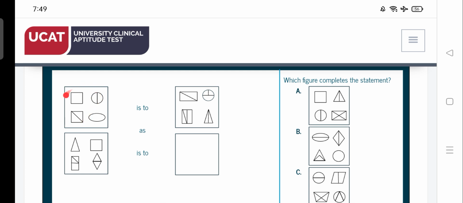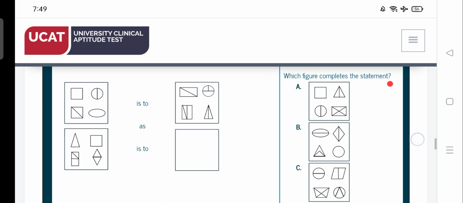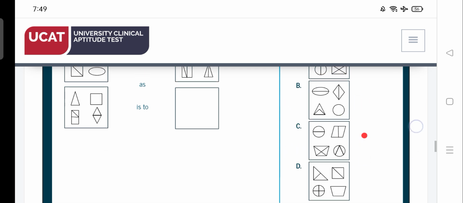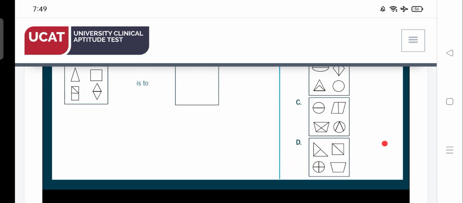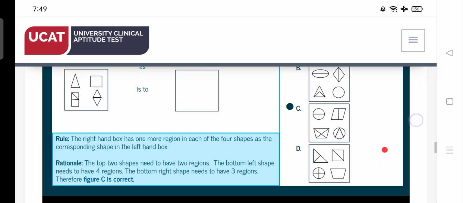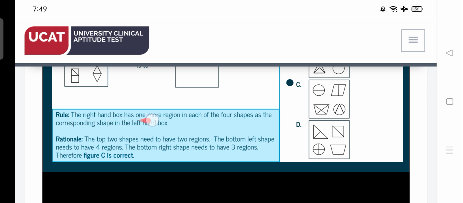So this shape is changed to this, as this one is changed to this. So which figure completes the statement? Here we have the question. You can take a look at these 4 options and you can deduce your calculations. So here we have a rule that the right hand box has one more region in each of the 4 shapes than the corresponding shape in the left hand box.